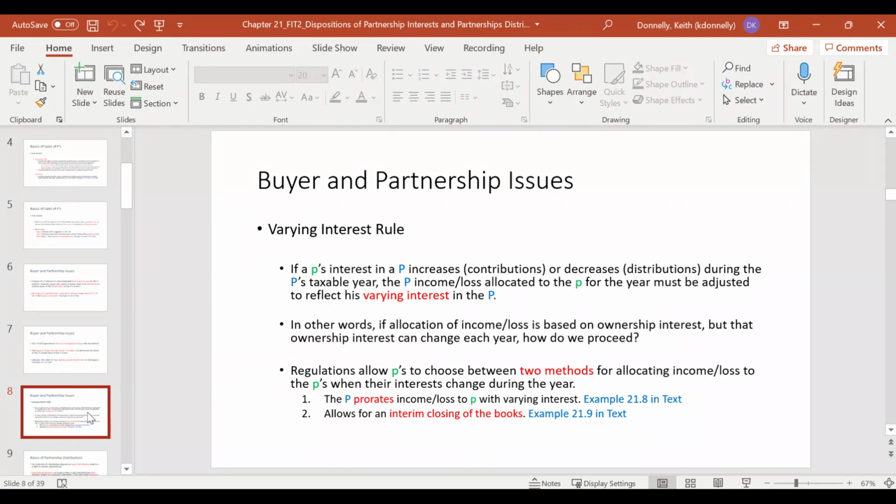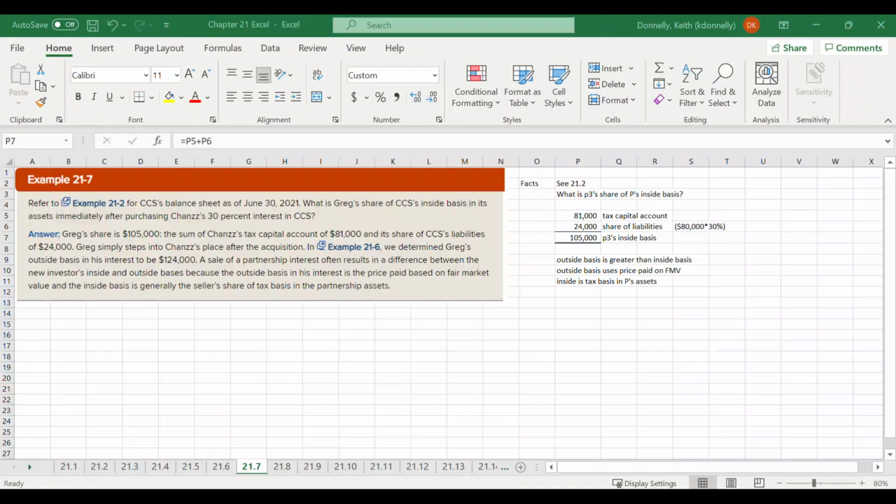How does it work when your ownership interest during the year changes? That can make it a little bit more complicated. How do we proceed in allocation of profit or loss in this case? Well, basically, the IRS gives you two things you can do. You can prorate it based off your ownership interest, or alternatively, you can do this thing called an interim closing of the books. So let's look here at 21.8 and 21.9.